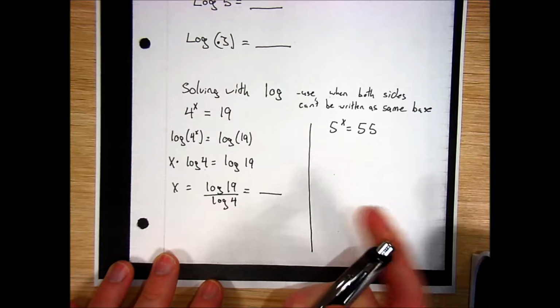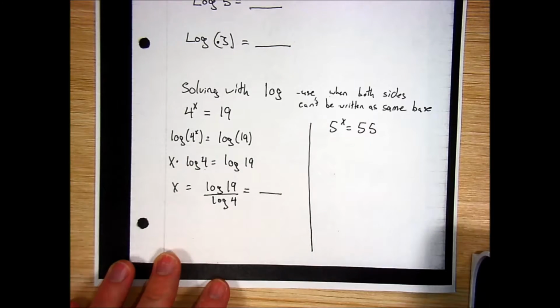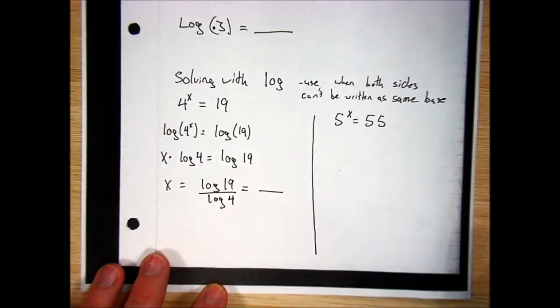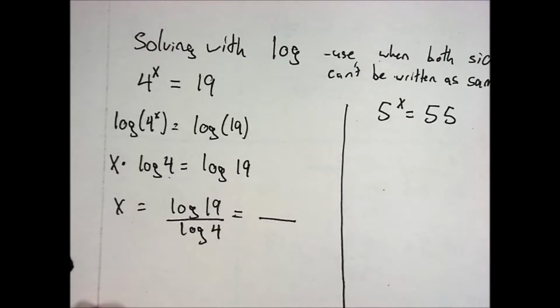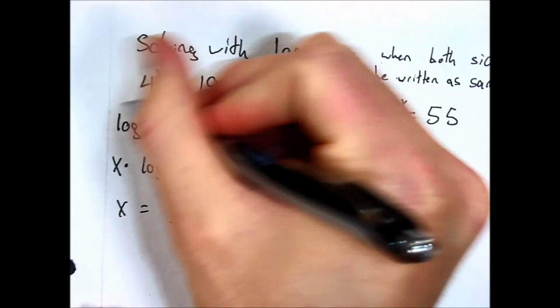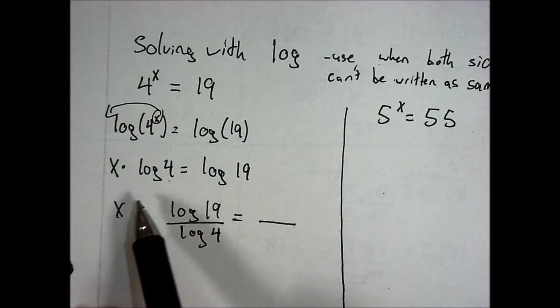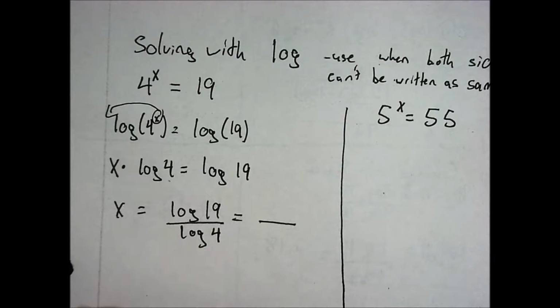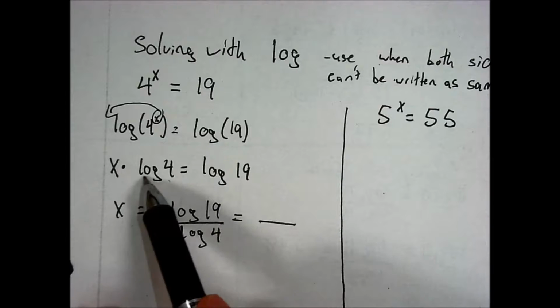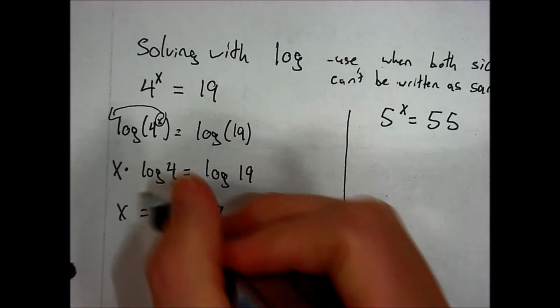Alright, so what we're going to need to do then is take the log of both sides. I do the log of both sides, and that's going to help me because then I get to use my log properties, which allow me to bring exponents down in the front. So I get to take that x out of the exponent and put it down in front. So it's x times log of 4 equals log of 19. So x times log of 4, how do you undo times? We divide both sides by log of 4.